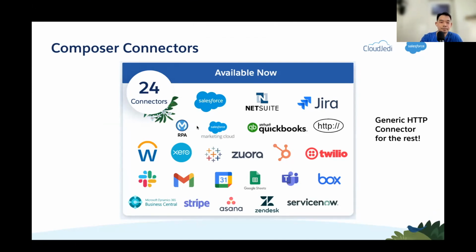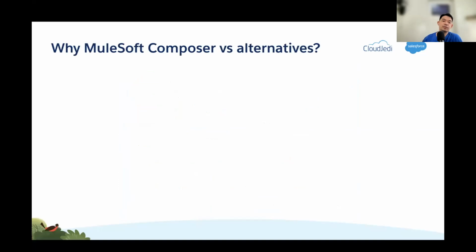Why should we be using Composer versus all of the other alternatives? Of course, Mulesoft Composer is not the only one in the space. There are quite a number of options. One of the more popular ones is Zapier, and one thing I've used also is Integromat or Make.com. The main part about this is actually security.